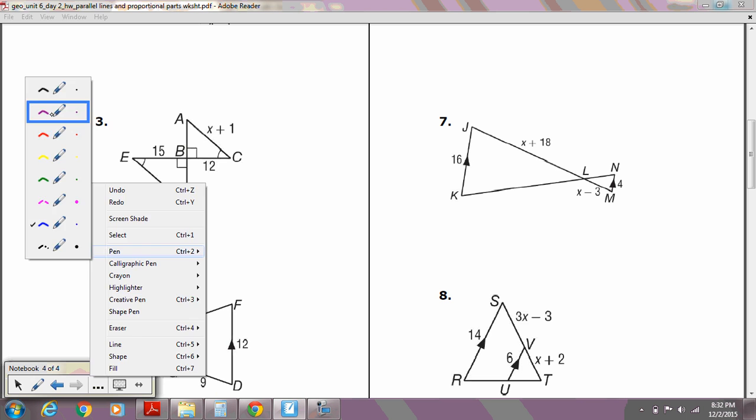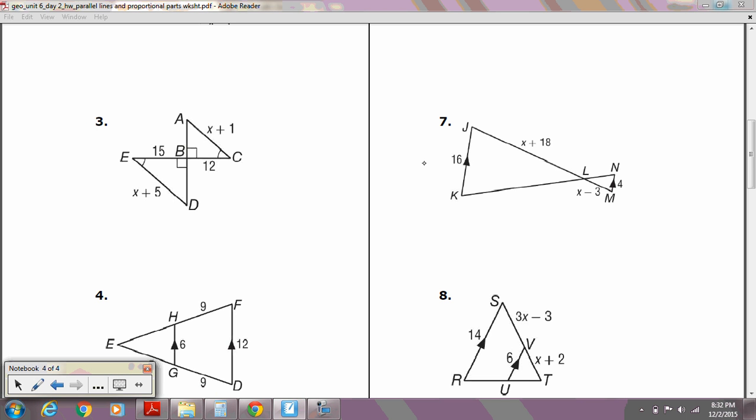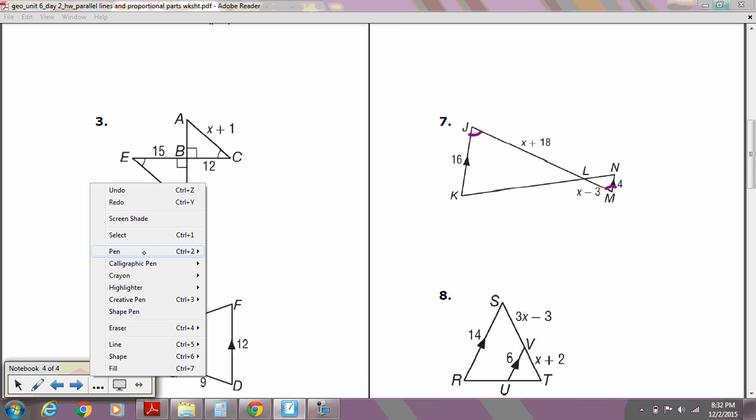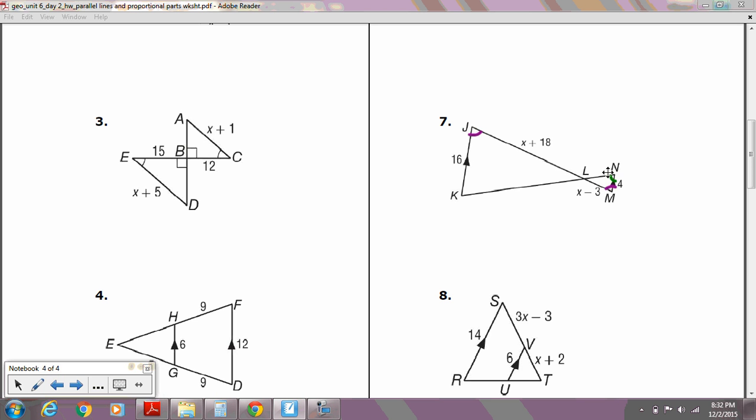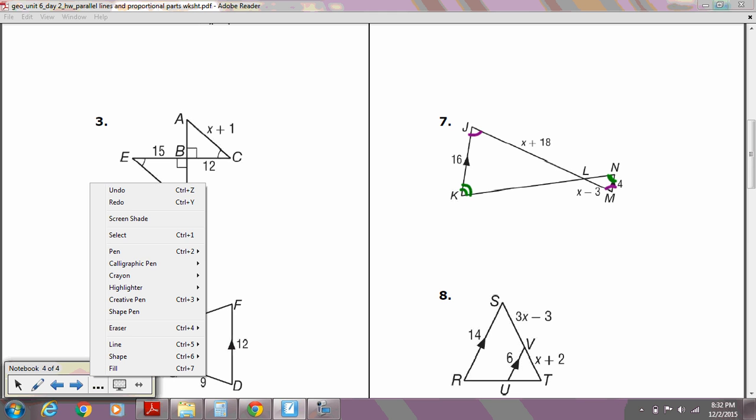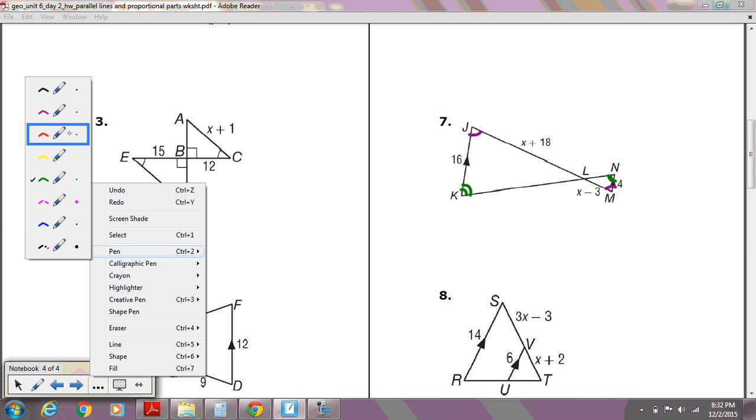Alrighty, on number 7, I gotta label the angle pairs. So I'm going to start with the smaller ones because this pen is a little fat. JK is parallel with NM. So my alternate interior angles: M pairs with J, N pairs with K. And then lastly, the vertical pair, L.